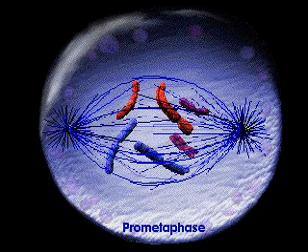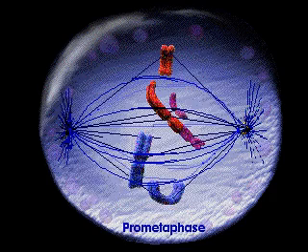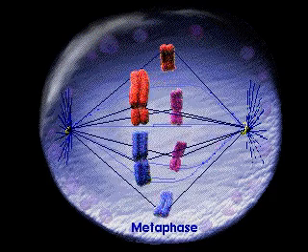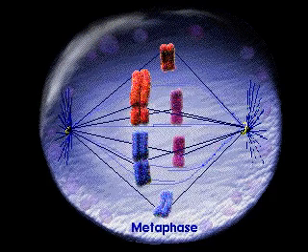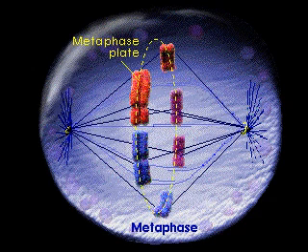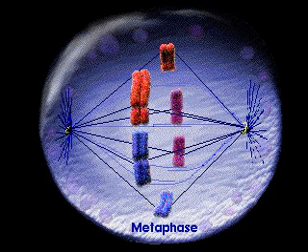Eventually, spindle fibers coming from the 2 poles attach to the sister chromatids of each chromosome and pull them in opposite directions. Metaphase begins when this tension aligns the chromosomes at a single plane, called the metaphase plate, midway between the poles. The chromosomes remain bound together along the entire length of their sister chromatids.